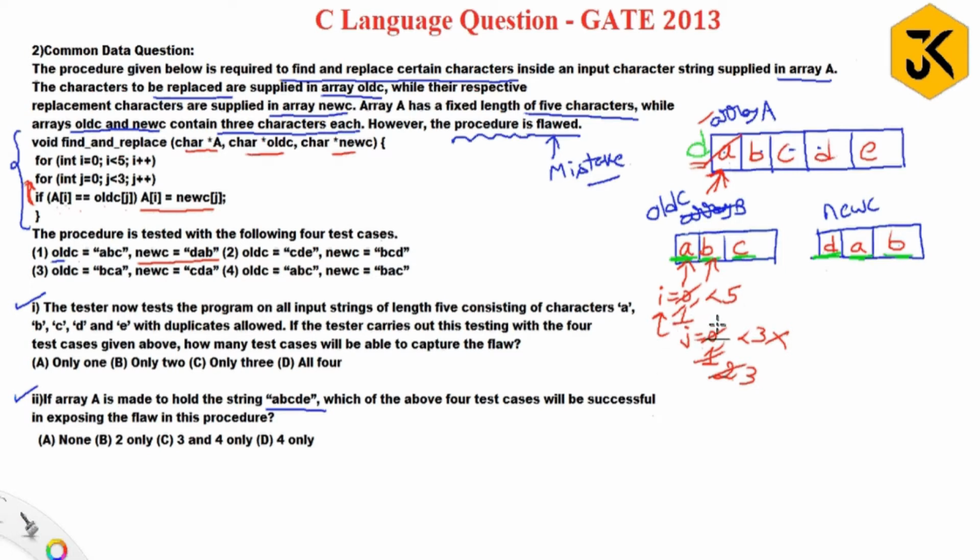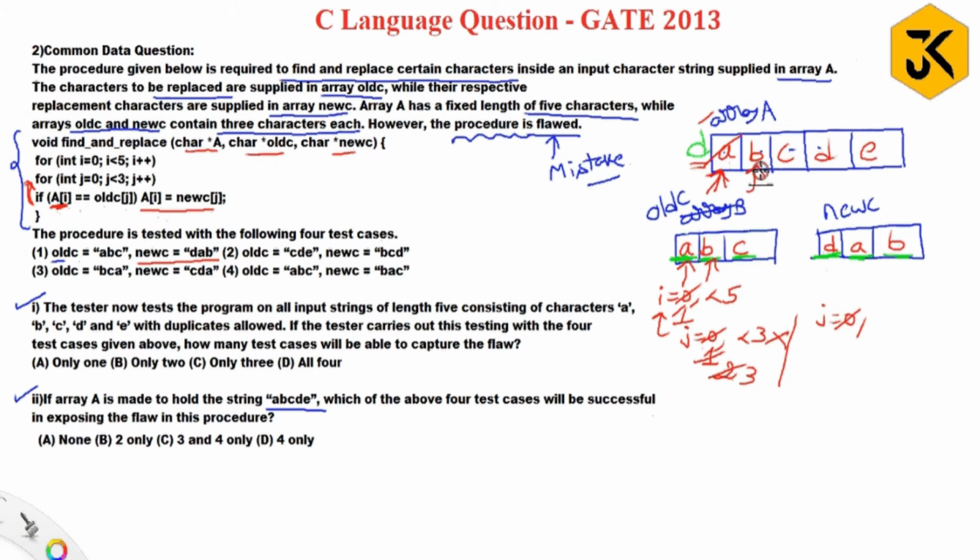Is 1 less than 5? Yes. Now once again, the j value will be initialized to 0. Now the i value is 1, so a of 1 is b. Is b double equal to old c of 0, that is, is b double equal to a? Condition fails. Then the j value will be incremented by 1.